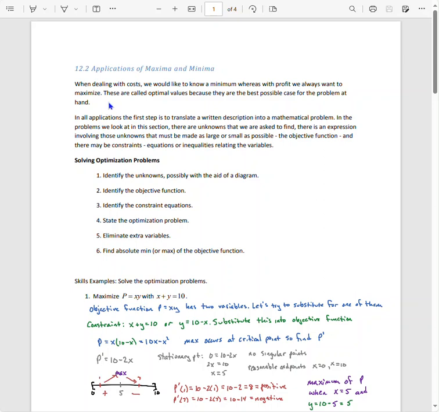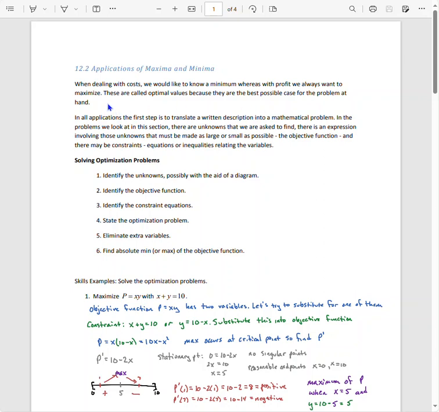Okay. So when dealing with costs, we would like to know a minimum, right? We want to pay as little as possible. Whereas with profit, we kind of want to maximize that. We want to make some money. These are called optimal values because they are the best possible case for the problem at hand, right?